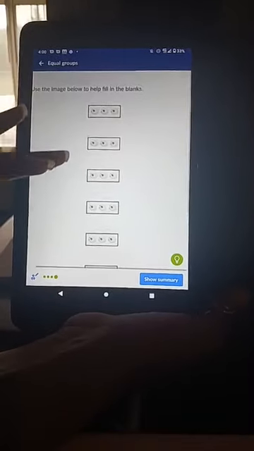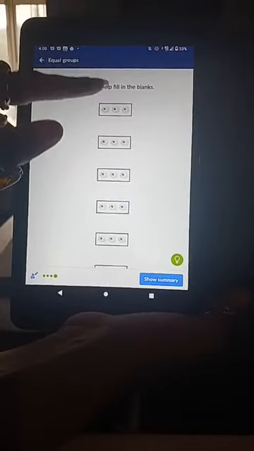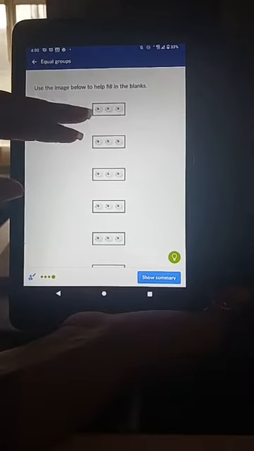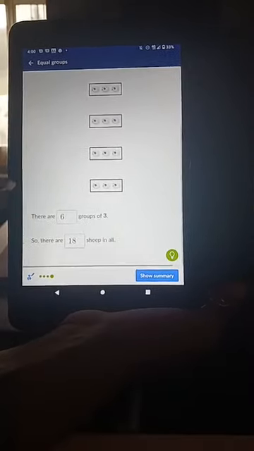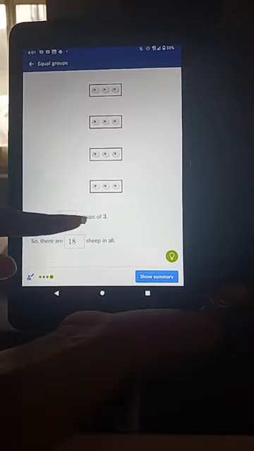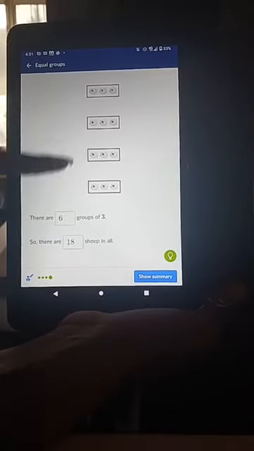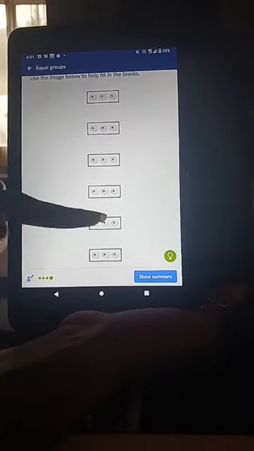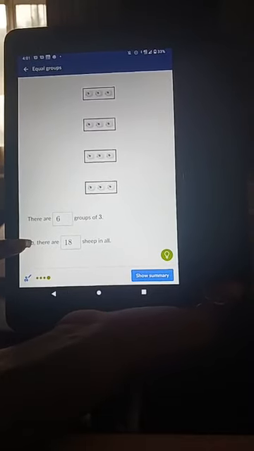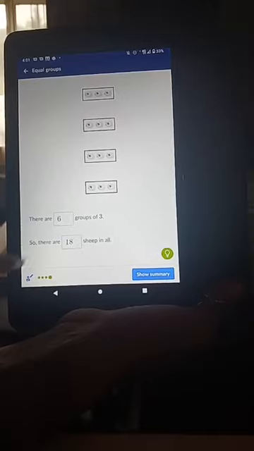Okay, so today we are doing math, and we were working on some things, and I figured I would just start to record it. For the math that she was doing, she was using the image below to help fill in the blanks. She was given the image, and it says there are blank groups of 3. So we have our groups of 3, and she had to count 1, 2, 3, 4, 5, 6. 6 groups of 3, so there are blank sheep in all. And she counted each one and came up to it being 18.